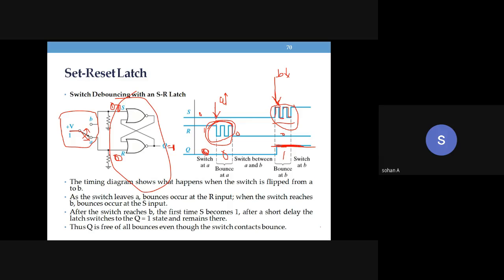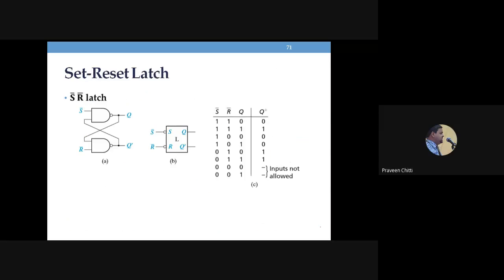Sohan? Yes, sir. Omkar, is it clear? Yes, sir. Clear. Okay.